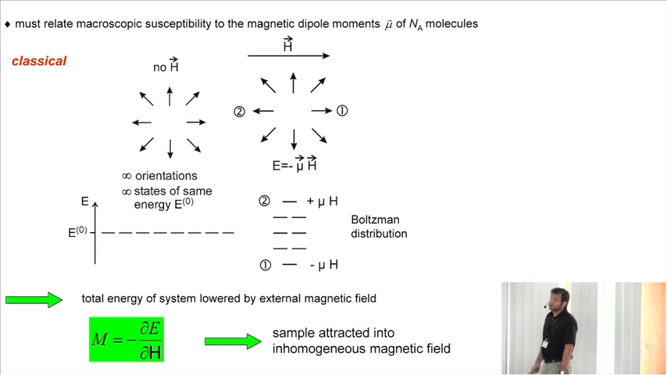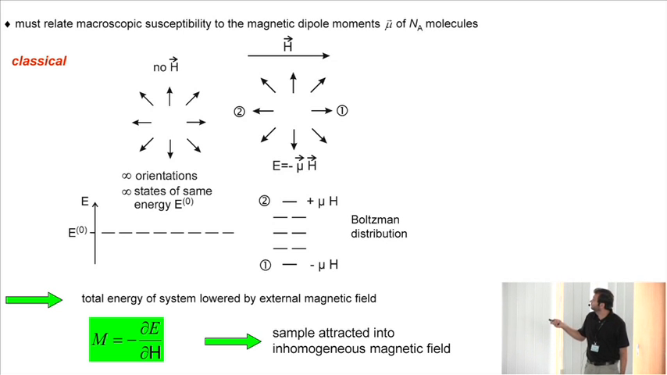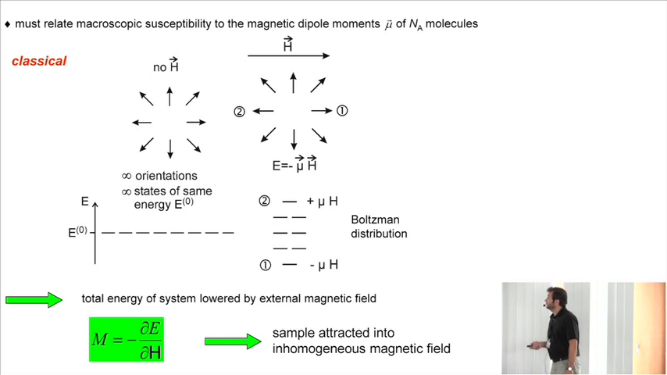So now we have the problem. We have the magnetic moment of a molecule, and we have the measured magnetic susceptibility of the paramagnetic sample, of the real macroscopic sample. And we have to relate these two things now. And this is again a very simplified picture.